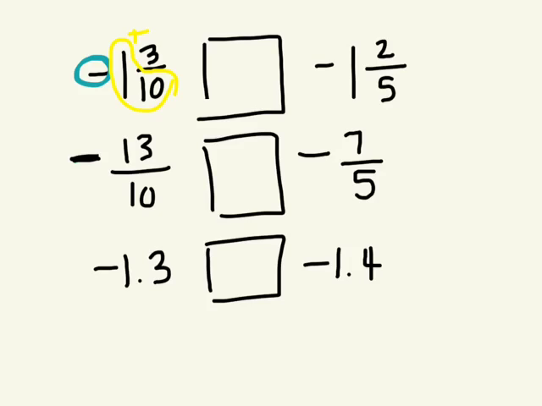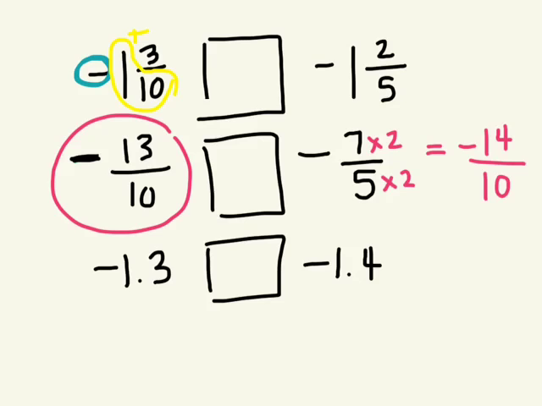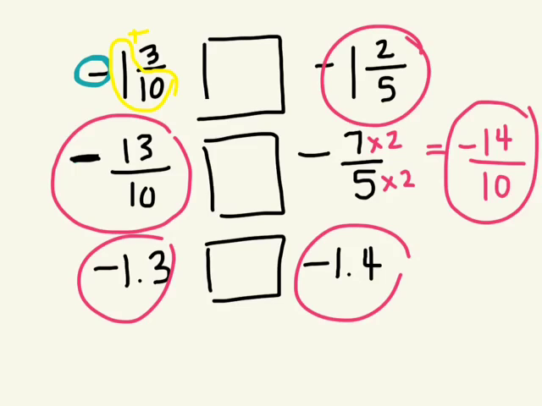Okay, let's find a common denominator. What denominator do they have in common? 10. Okay, so we're going to multiply this by 2. And it becomes, let's just write it over here, negative 14 over 10. Okay, it might be easier for you to compare negative 13 over 10 and negative 14 over 10. Do all of these represent the exact same thing? Yes, we're just showing different representations of this rational number.